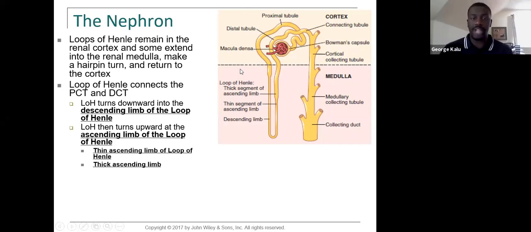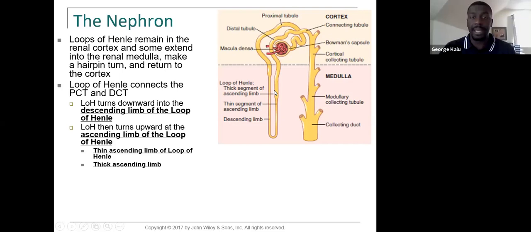So the whole job of the loop of Henle is to connect the proximal convoluted tubule to the distal convoluted tubule. And as we look at the loop of Henle, there are three overall segments to it. The first part that leaves the proximal tubule is called the descending limb of the loop of Henle, or sometimes just the descending limb. Then as it loops back upwards, it's going to be the ascending limb. The ascending limb is divided into two regions. We have a thin ascending limb, and then we have a thick ascending limb.